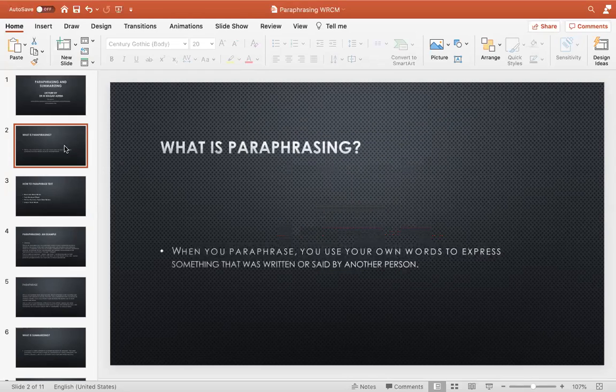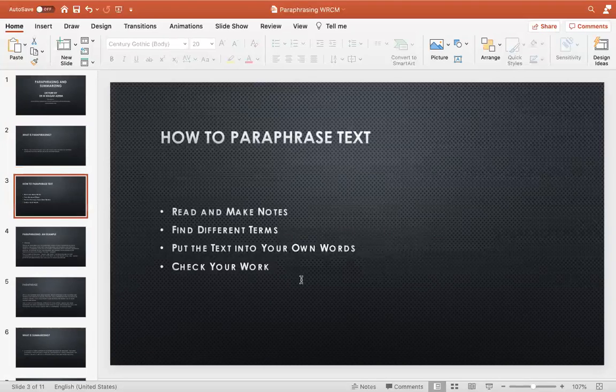Paraphrasing and summarizing. What is paraphrasing? That of course is the basic question. So when you paraphrase, you use your own words to express something that was written or said by some other person. So you have to use your own wording in order to paraphrase.